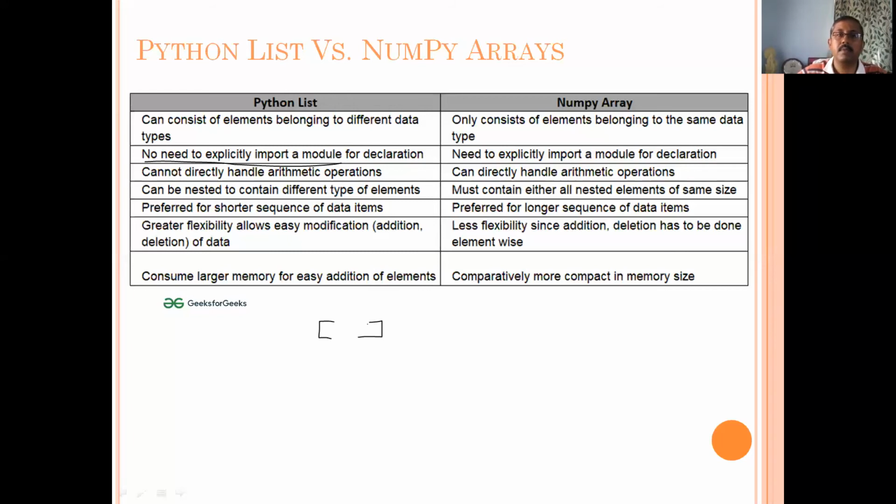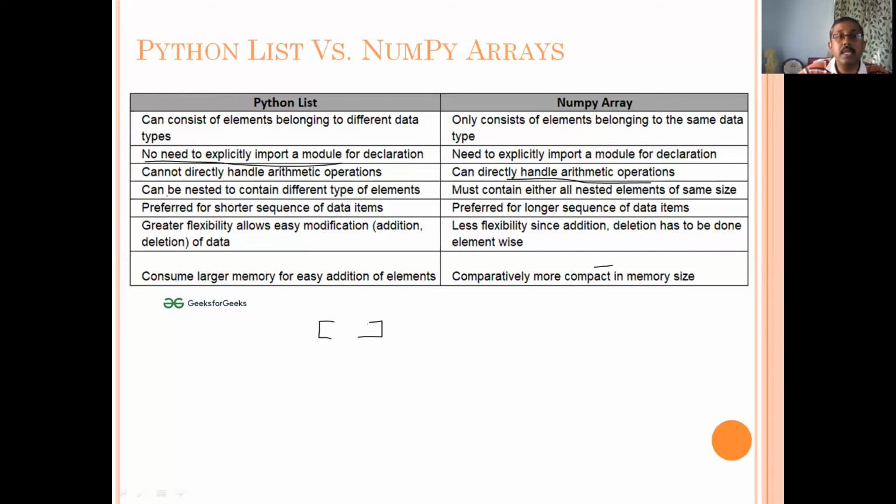The third thing, arithmetic operations cannot be done directly on a list data type. Say, for example, if I want to do an element-wise subtraction or multiplication or division between two lists, that is not permitted. Whereas in case of NumPy arrays, you can do direct arithmetic operations. Directly, you can do the arithmetic operations. This is again a flexibility of the NumPy arrays, right?